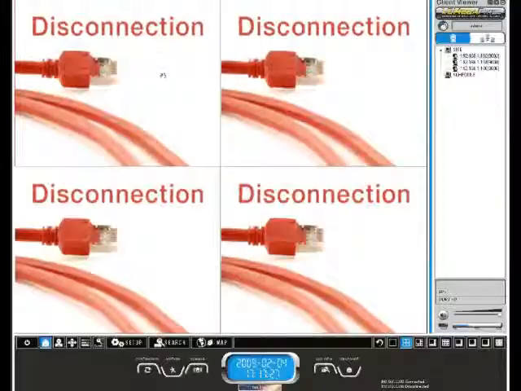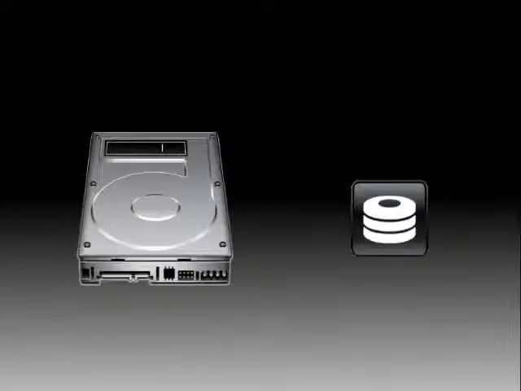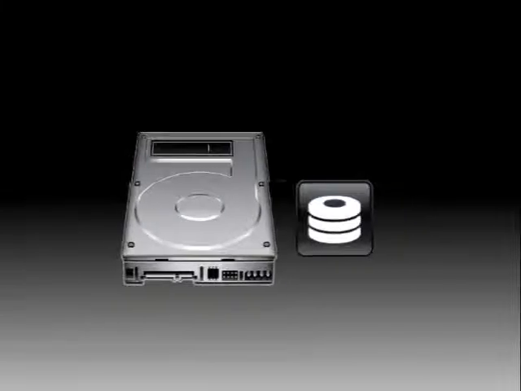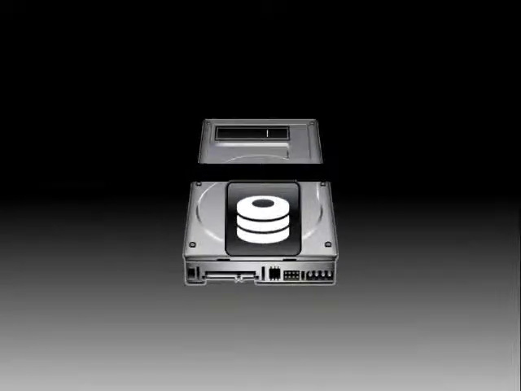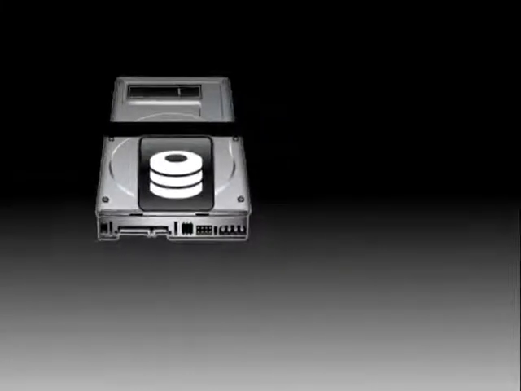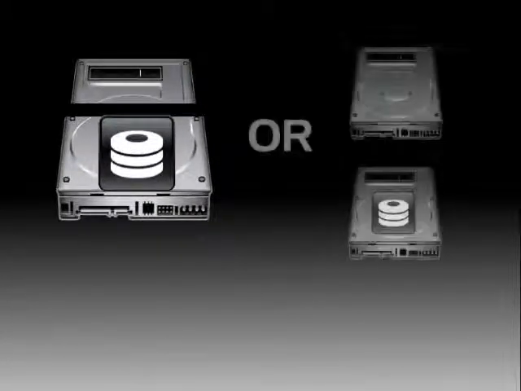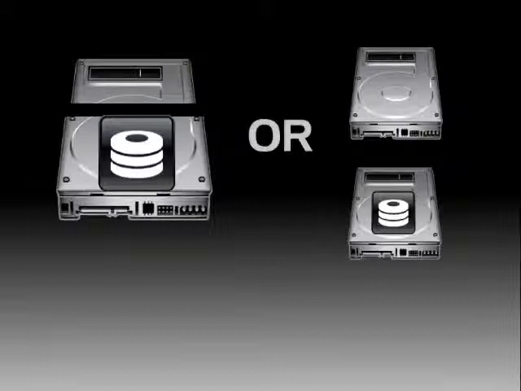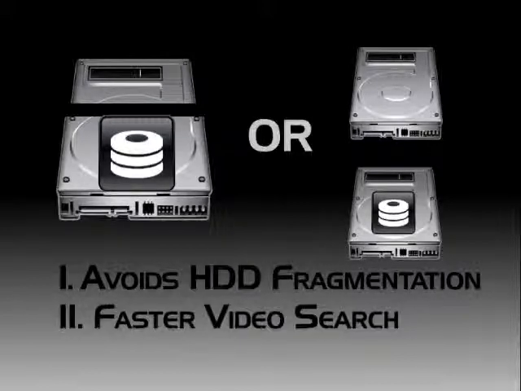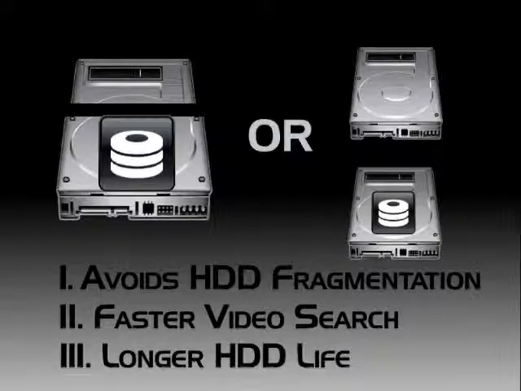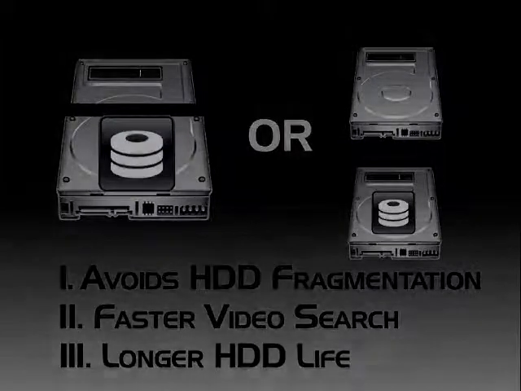Now we're going to set up a database so the CMS software knows where to store the video that we want recorded from our cameras. Now we highly recommend that you partition a portion of your hard drive just for storing the video or using a separate hard drive to store the video. And there's several reasons for this. First, it avoids the hard drive from having fragment issues, and also makes the video search faster, and it'll add life to your hard drive.